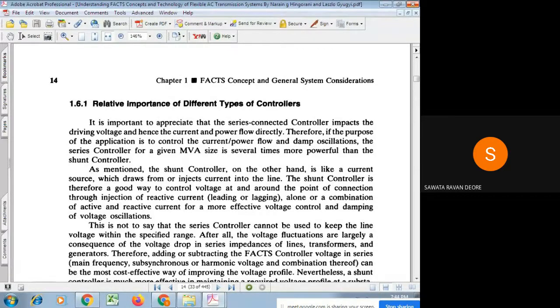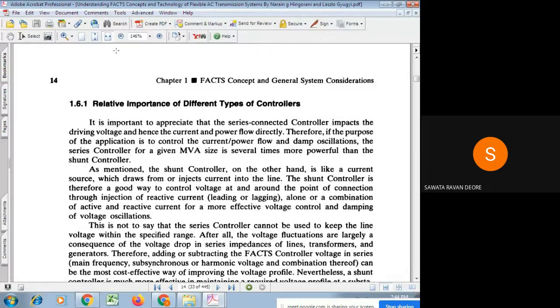Now here we discuss the relative importance of these FACTS controllers. Of the four controllers we have seen, how are they relatively important over each other for a particular objective or task to perform in the given power system? That we need to discuss.